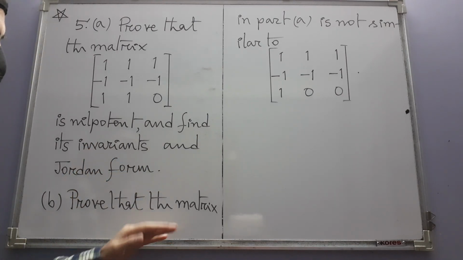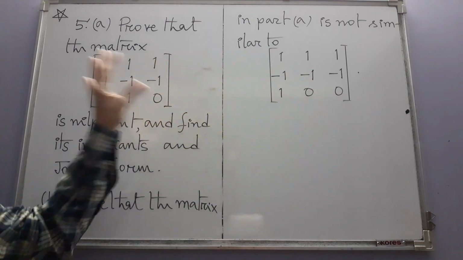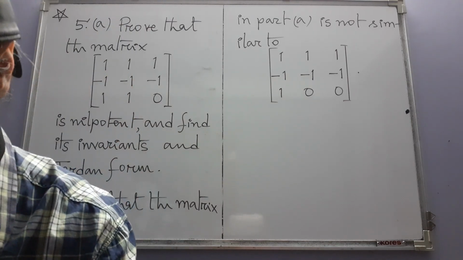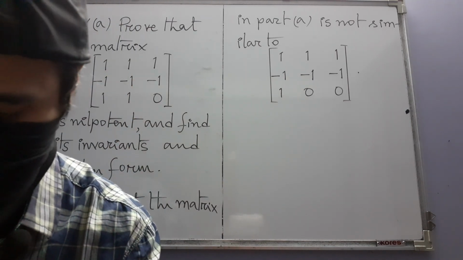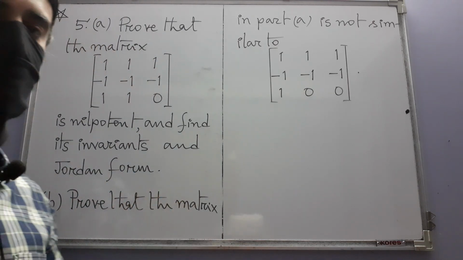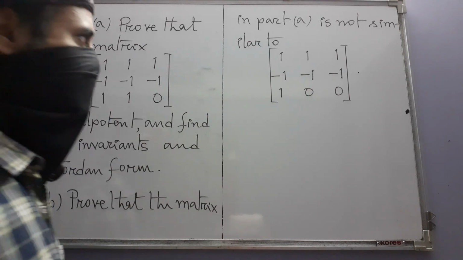And in the second part, we have this other matrix. We have to prove that this is not similar to this. So let us start by showing that this is nilpotent. To show that it's nilpotent, you of course have to find the higher and higher powers of this matrix until you get the zero matrix.